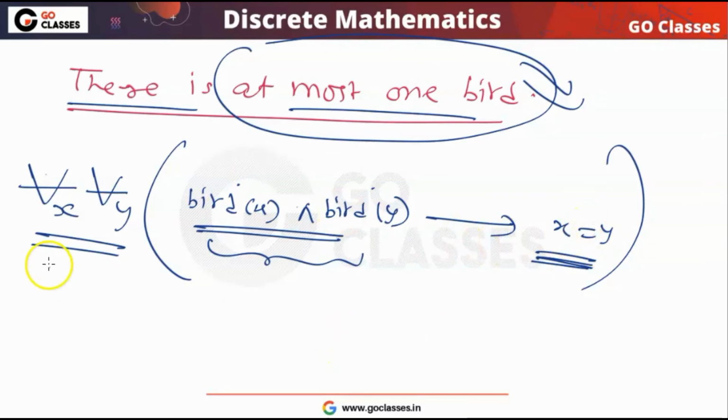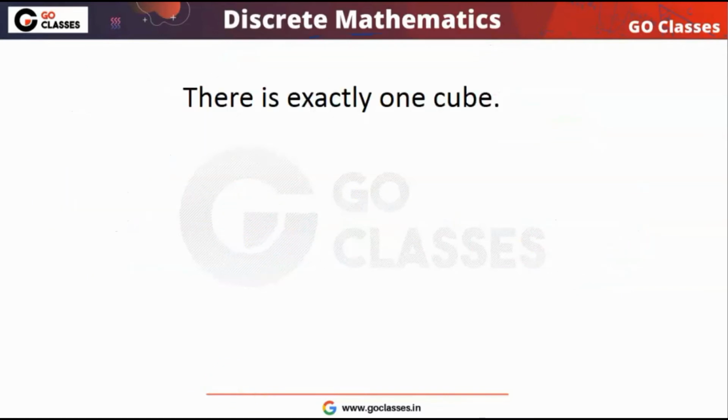So this is the point. Okay, for all x, for all y, if x is bird and y is bird, then they must be same. This is the meaning of there is at most one bird. Okay, let's see the next.